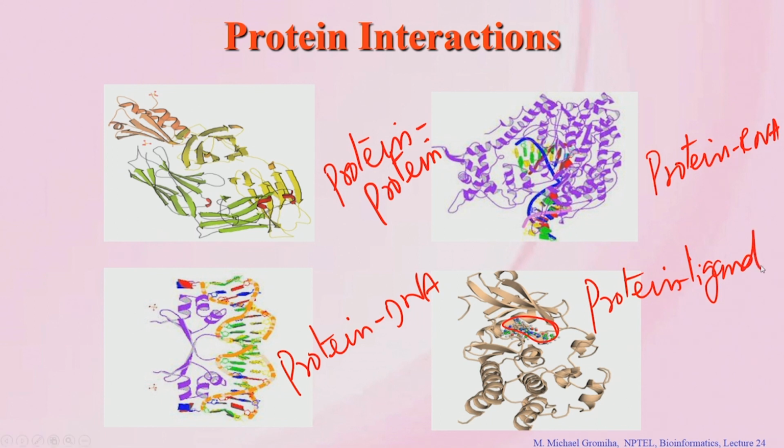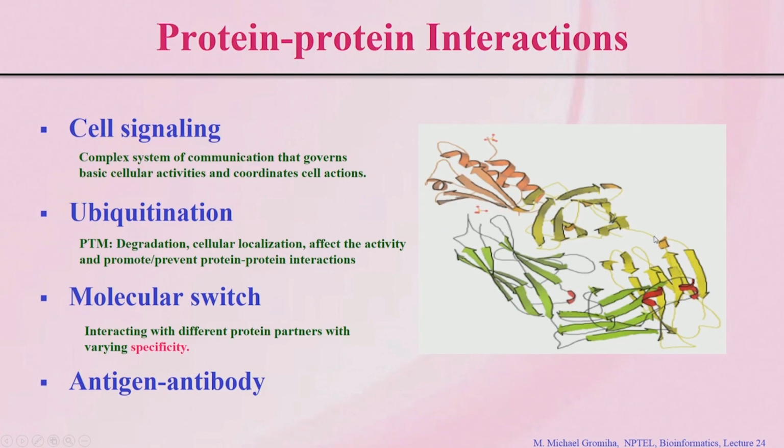These interactions are important for various cellular processes. For example, protein interactions are involved in processes such as cell signaling. This is a complex system of communication which governs the basic cellular activities as well as coordinating cellular actions. Ubiquitination is a post translational modification, which also affects the activity and promotes or prevents the formation of these protein interactions.